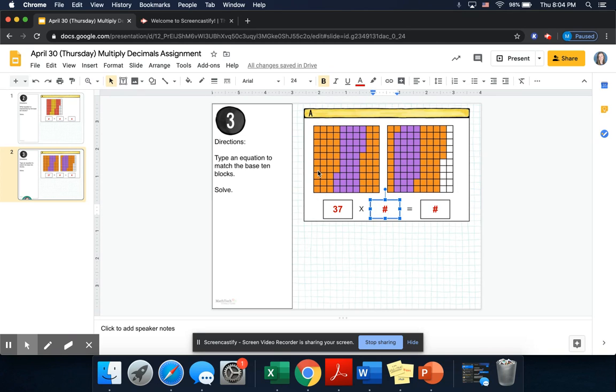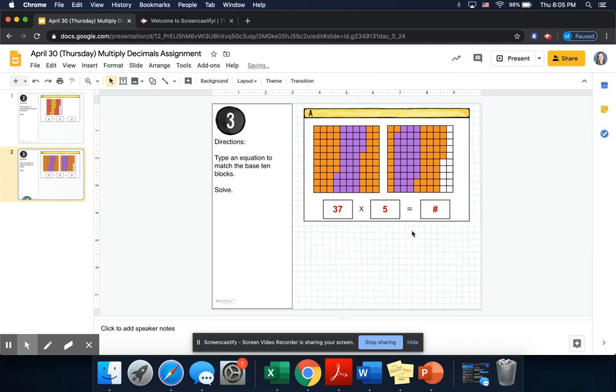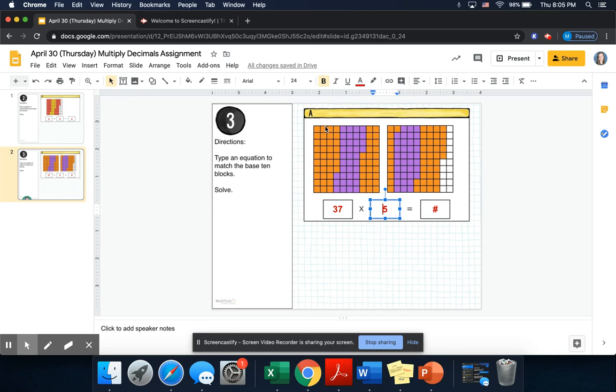Now, how many times is 37 repeated? So I'm going to count them. And thankfully, they had them in a pattern for us. So 1, 2, 3, 4, 5. Okay. Now, some of y'all might get confused on which number has a decimal. We have 5 different groups of 37. I know 5 is my whole number. I keep it as that. My 37 needs to be a decimal.